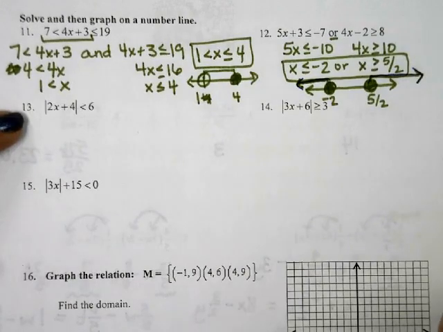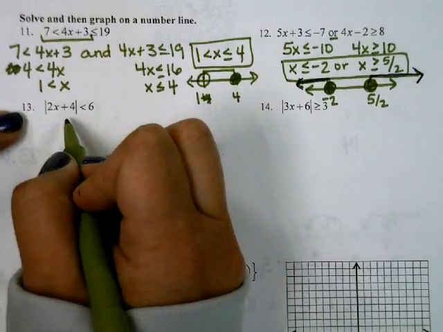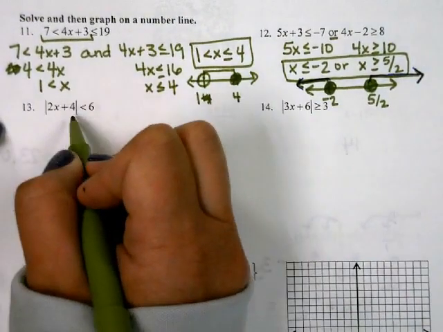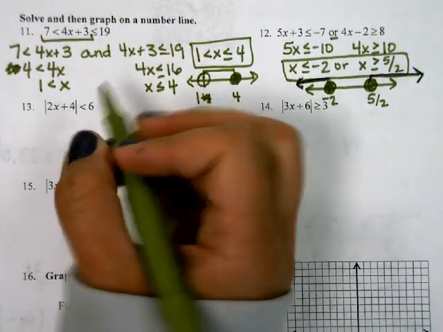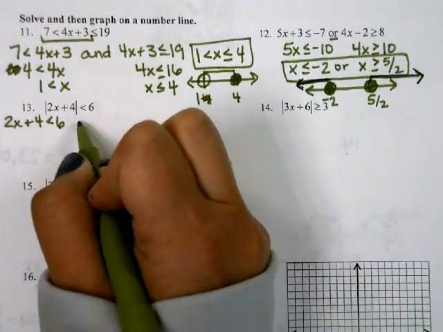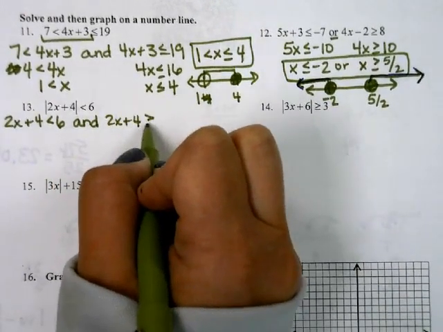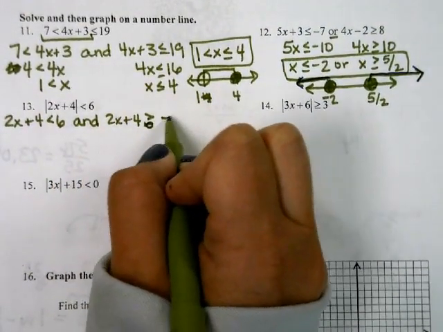Alright, number 13 is an absolute value. So I gotta get the absolute value by itself. So this is saying the distance is less than 6. Okay, so 2x plus 4 is less than 6, and 2x plus 4 is greater than negative 6.